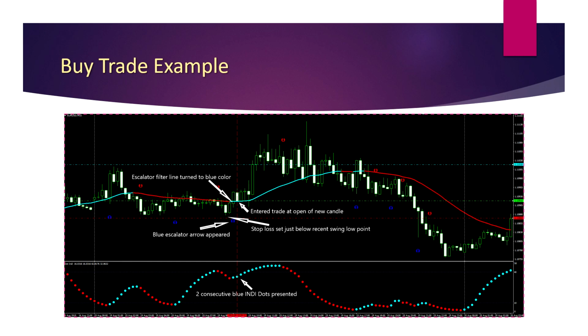For the stop loss, we are using that recent swing low point. We can add a few pips if you want, or just use that fixed 10 pip stop.